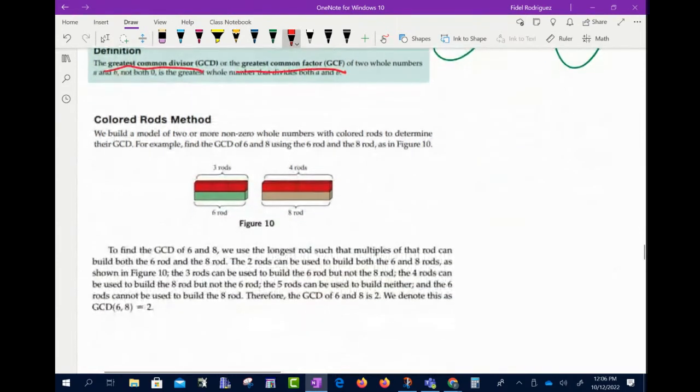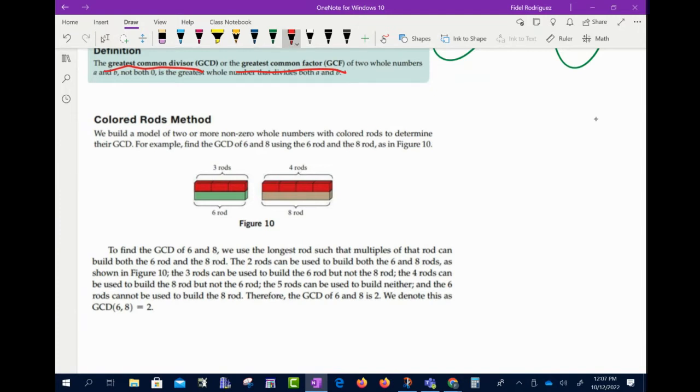Okay, so y'all, especially if you're going to teach elementary school age, so not necessarily 7th or 8th graders, but maybe anywhere between 1st and say 5th grade, you're probably going to use what they call manipulatives. So it's little physical things that you pass out to the kids, right? Because we're visual learners, and a lot of people learn when they feel stuff in their hands. So there's a method called the colored rods method. It says we build a model of 2 or more non-zero whole numbers with colored rods to determine their GCD. So it says here, as an example, to find the greatest common divisor of both 6 and 8.